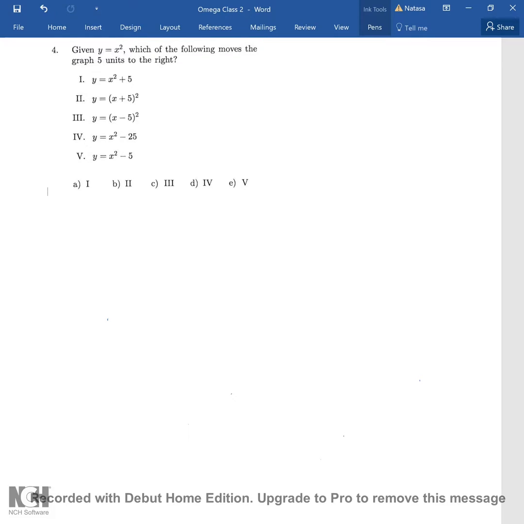Question 4 is asking, given the function y equals x squared, which of the following manipulations moves the graph 5 units to the right?